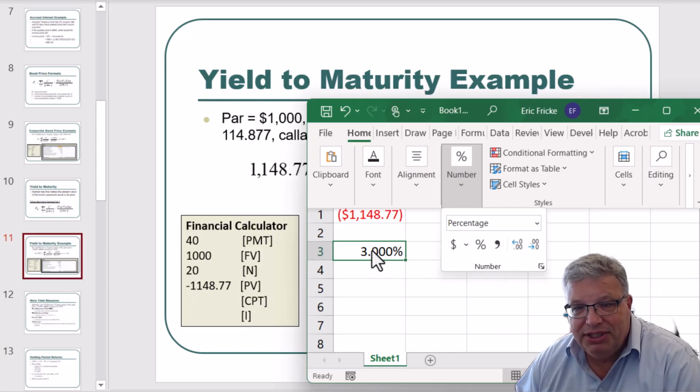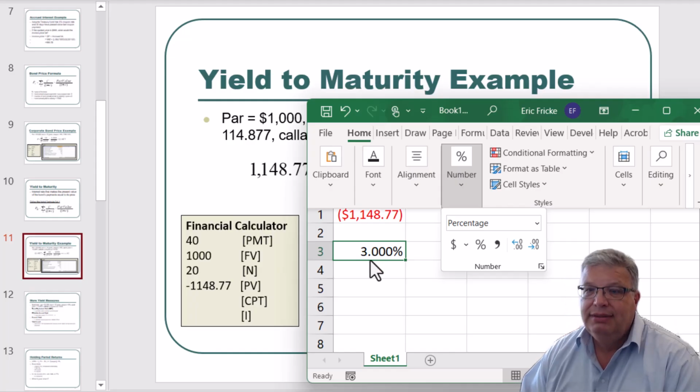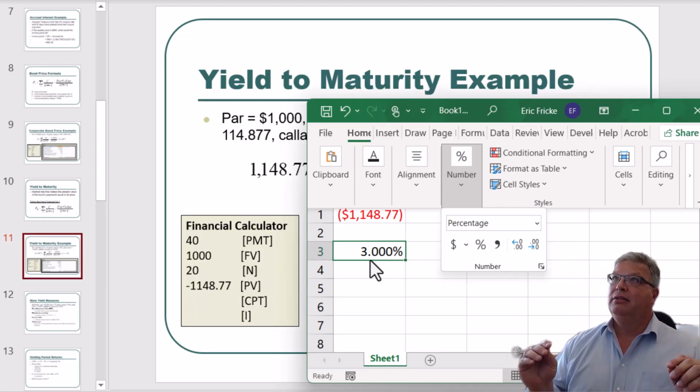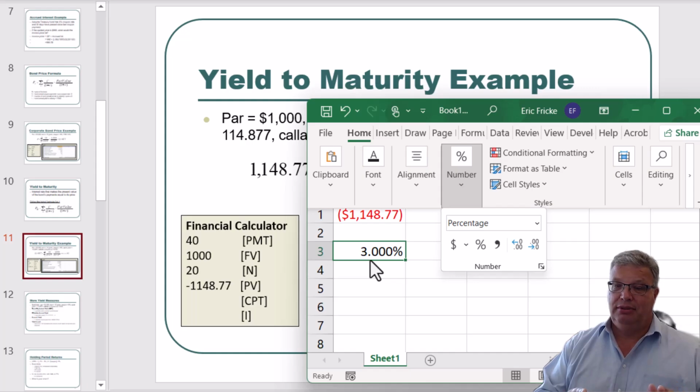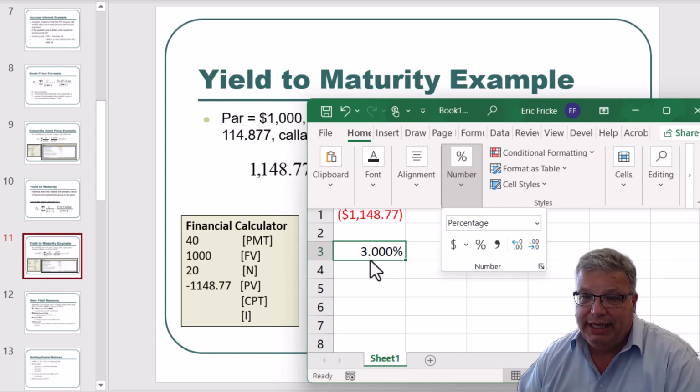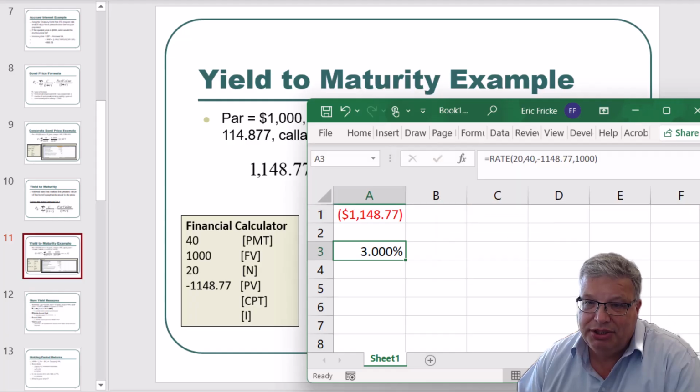Okay, so that's 3%. But time value of money, we assume 6-month period. So if the question is, what is the yield to maturity, i.e. annual yield to maturity, because that's how we normally display it, you're going to have to take that number and multiply it by 2. Okay? And so the answer is actually 6% yield to maturity.